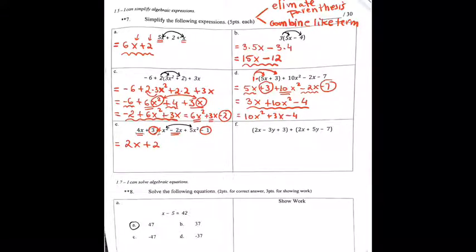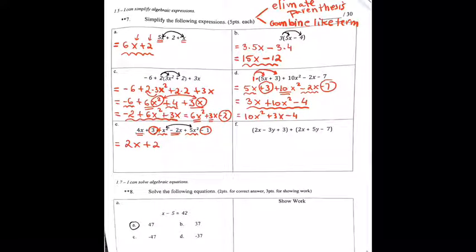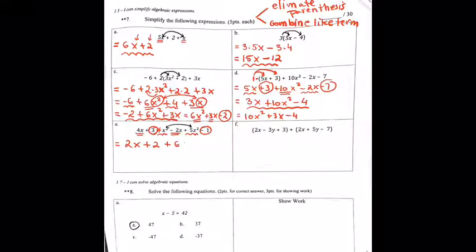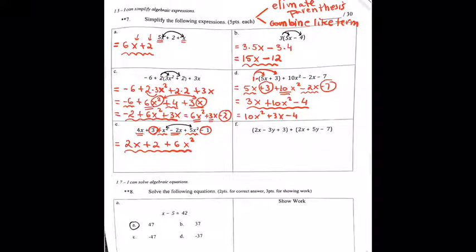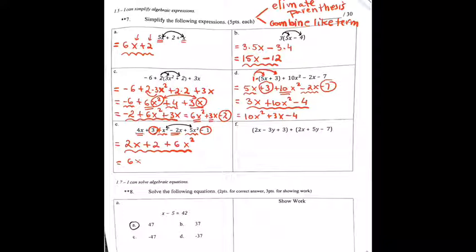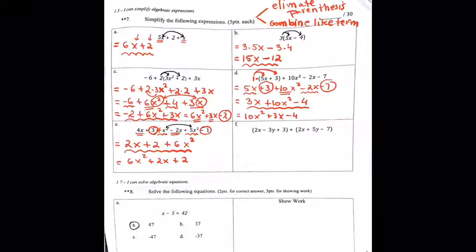Next one, I see a positive x squared and a positive 5x squared. Since both terms have x squared in them, I can combine them to get plus 6x squared. At this point, I am done because I no longer have any like terms to combine. If I want, I can rewrite this expression as 6x squared plus 2x plus 2.